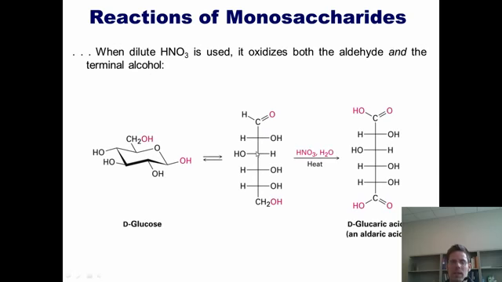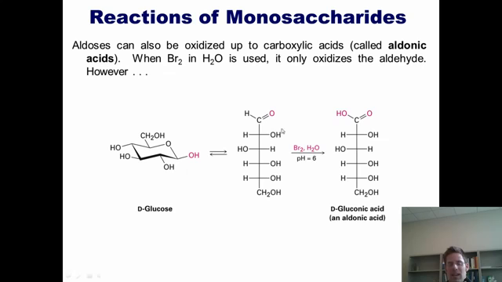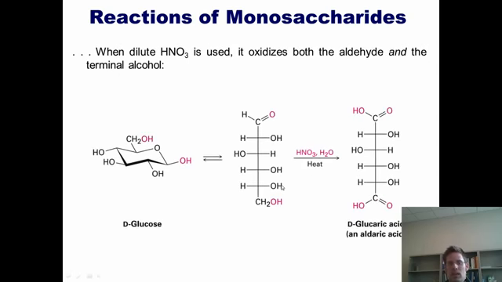However, if I use nitric acid and water as the oxidizing conditions, then it actually oxidizes the aldehyde and this terminal primary alcohol. So let's compare these two. Once again, if I take an aldose like this and treat it with bromine and water, it is only powerful enough to oxidize the aldehyde to the carboxylic acid, and it leaves this primary alcohol at the bottom alone. But if I take the same aldose and treat it with nitric acid and water, it's powerful enough of an oxidizing condition to oxidize both the aldehyde and the primary alcohol to carboxylic acids.